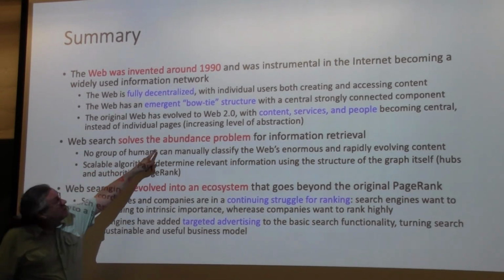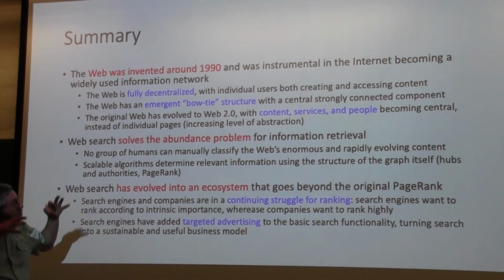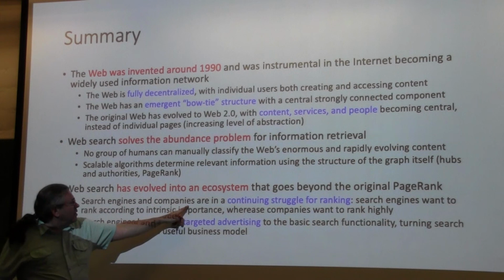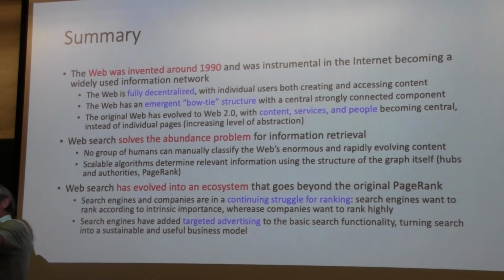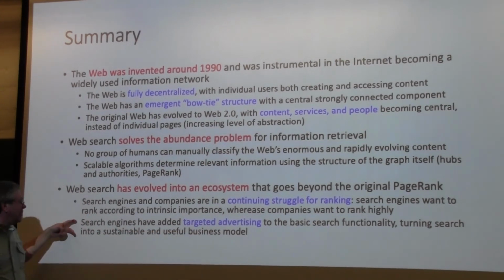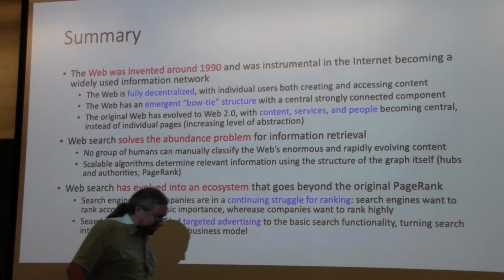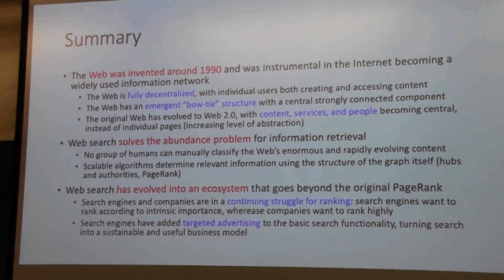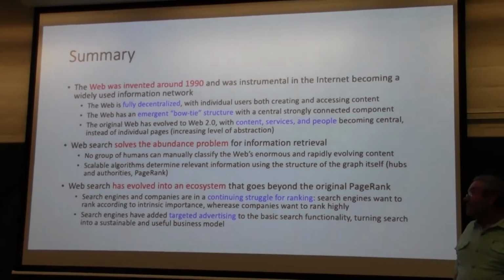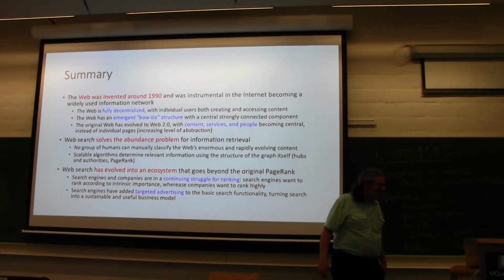Web search solves the abundance problem and has made Google very rich. It has also evolved into a whole ecosystem. There are search engines and companies always fighting each other for ranking, and advertising is big business now. So search is a huge industry nowadays. This very nice, simple web idea has turned into a massive industry. It still sort of works, actually, but sometimes the loading is slow. Okay, let me stop there today.